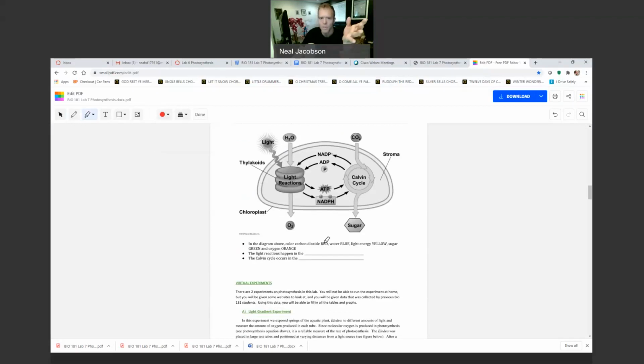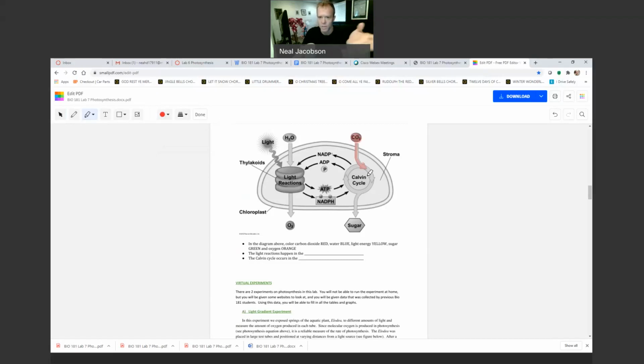Okay, so color carbon dioxide red. Carbon dioxide is what we breathe out. That's the byproduct of our metabolism. And it's going to enter the Calvin cycle, and that's where it gets reduced and turned into a sugar. So remember, reduction is where you gain electrons. And so carbon dioxide is highly oxidized.